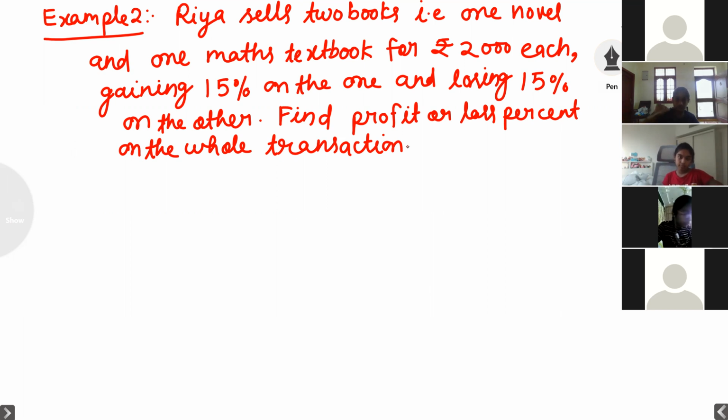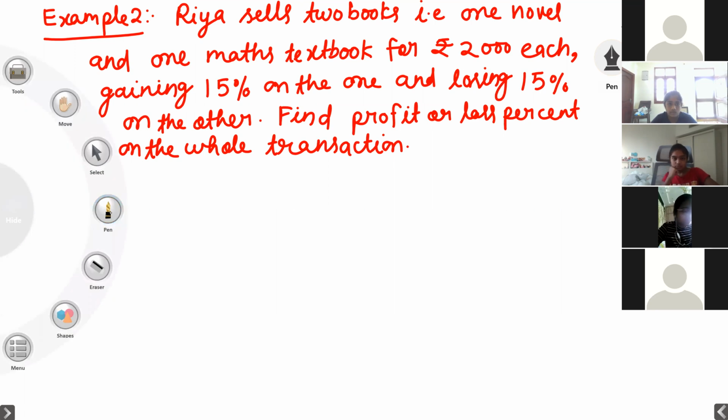Now students, first read this question very clearly. Ria sells 2 books, 1 novel and another math textbook, for 2000 rupees each, gaining 15%. When she is selling the first time, she is getting 15% profit. Again, the second time, what is she getting? 15% loss. Then we want to find out whether she is getting profit percentage or loss percentage. There are two things here: first is the novel, second is the math textbook. Firstly, I want to find out for the novel.